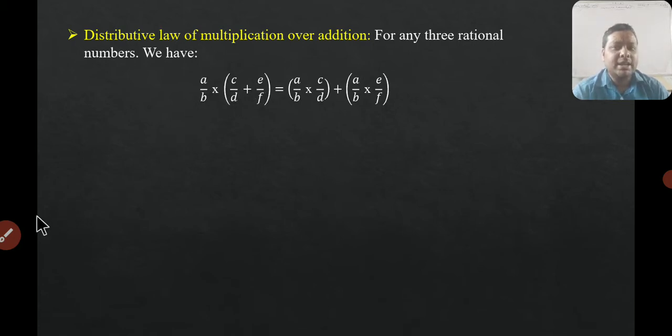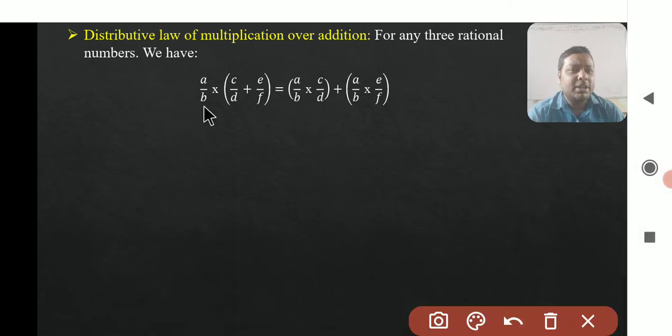In that case, we can multiply it individually. The outside value, a by b, we will multiply with each rational number which is inside the bracket. So at first we will multiply a by b with c by d and keep it in a bracket. In between you can see the plus sign, so here we will write a plus sign. Then again we will multiply a by b with e by f, so a by b into e by f, again in a bracket, and in both cases their answer will be the same. So let's verify it.